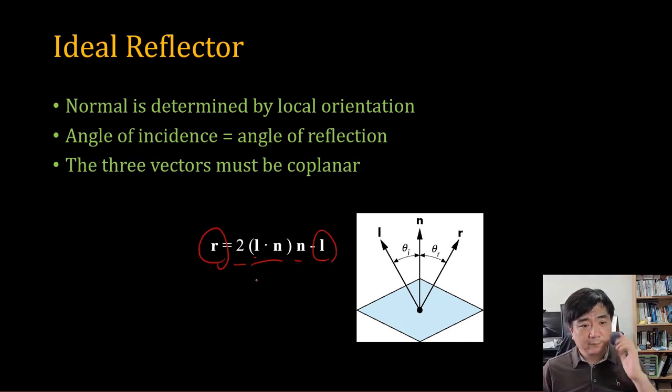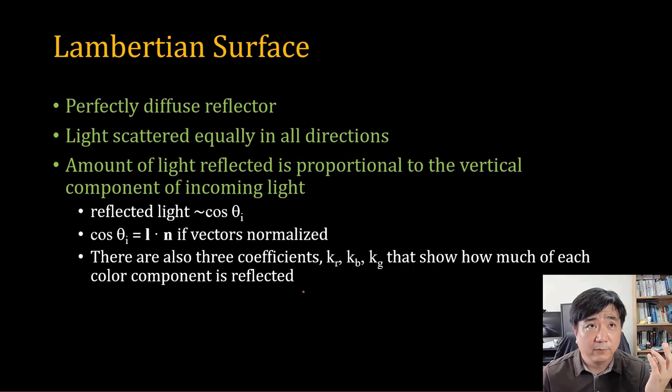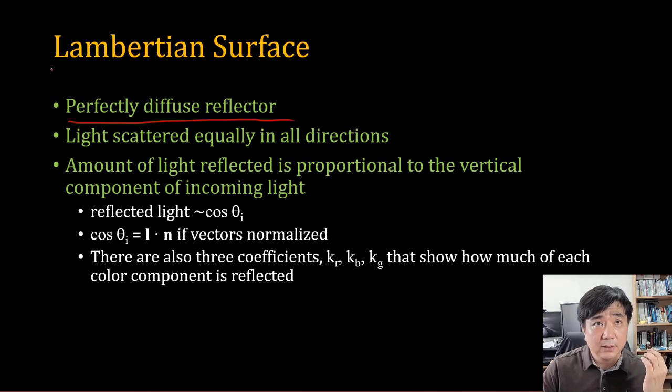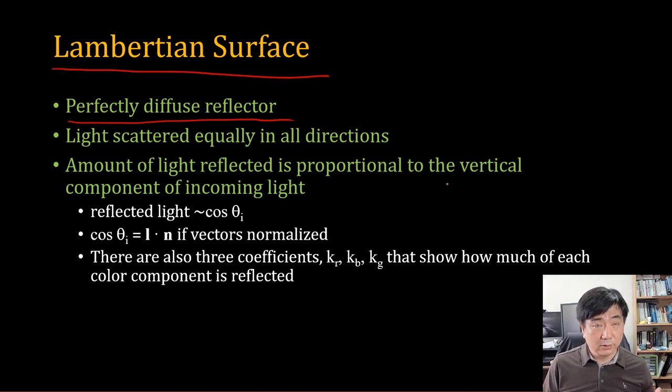And the first step is we must calculate the diffuse color. If the material surface is a perfectly diffuse material, then we call it a Lambertian surface. So a Lambertian surface is a very special case of the diffuse model, it is 100% diffuse.